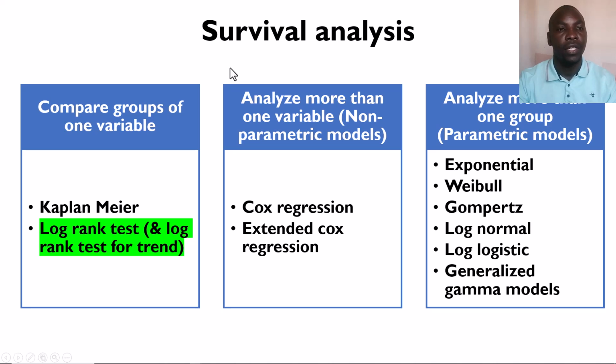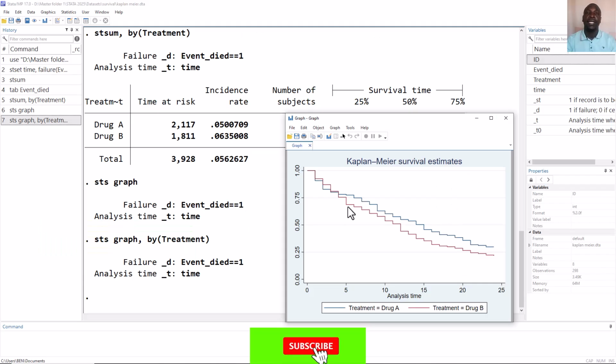In this episode, we are going to look at the log rank test and the log rank test for trend, which is one of the methods used in survival analysis to compare survival times between groups of one single variable. In our previous episode, we looked at the Kaplan-Meier survival estimates between patients taking drug A and those taking drug B, but we could not conclude whether the differences we were seeing in the survival times of participants in these two groups were statistically significant.